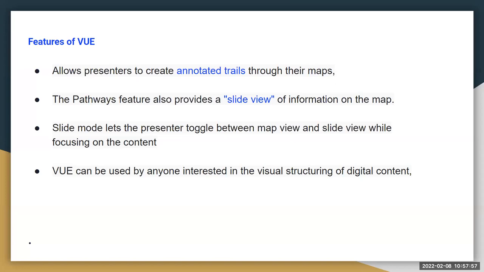The pathway feature is another feature of VUE. The pathway feature also provides a slide view of information in the map. You can create many slides of your map while creating a concept map in VUE. Slide mode lets the presenter toggle between map view and slide view while focusing on the content. As you create many slides in your PowerPoint presentation, you can also create many slides in VUE, and you can toggle between these slides. VUE can be used by anyone interested in visual structuring of digital content.